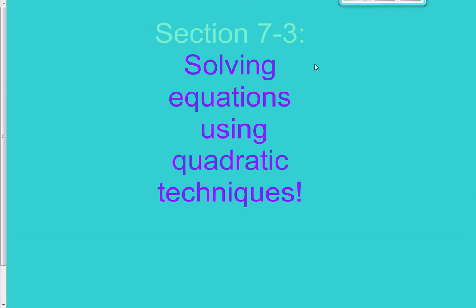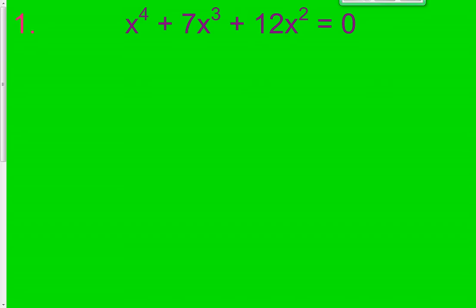Hi class, we're on section 7.3 today. We're solving equations using quadratic techniques. So quadratics means we have an x squared term. So these are polynomials, which means we have an x cubed, x to the fourth, x to the fifth. Those are our degrees. But we're still going to solve them using quadratic techniques, most oftentimes using factoring. So get ready to factor again.